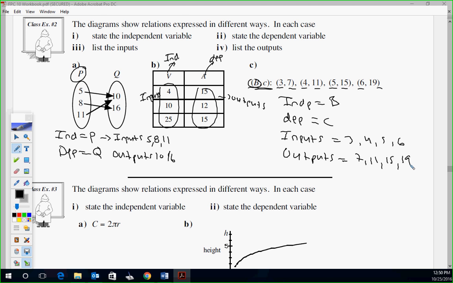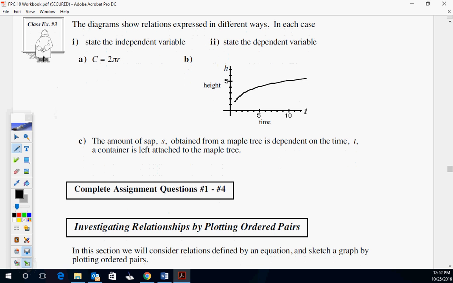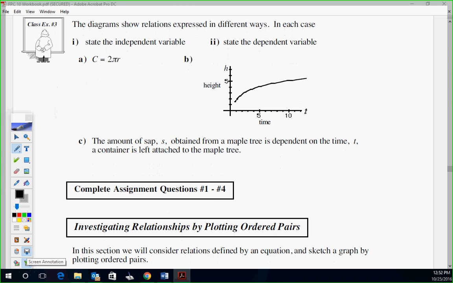All right, on the next one here. The diagram shows relations expressed in different ways. In each case, state the independent variable. So on A, what's the independent variable? Spencer, what do you think? I'll tell you, pi is not a variable. Okay, so what's the independent variable?